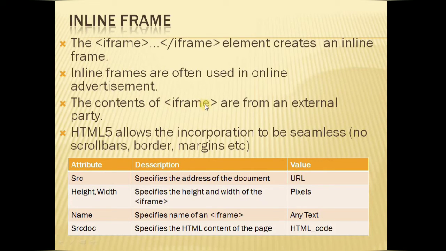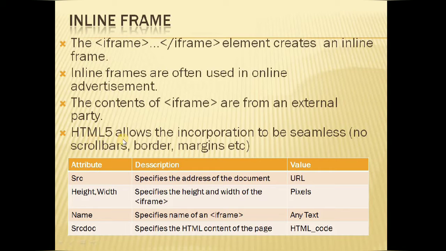The contents of the iframe are from an external party. Now what do we mean by an external party? External party means a person who has no relation with the web page. Whatever web page you are viewing is different, and the ad which is displayed is entirely different. That ad is coming from a third person who is not related to the HTML document.